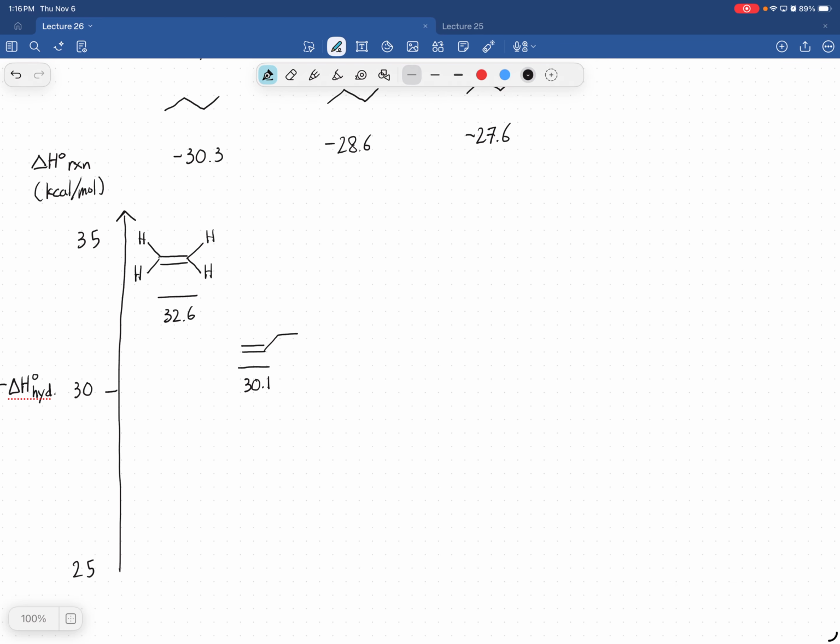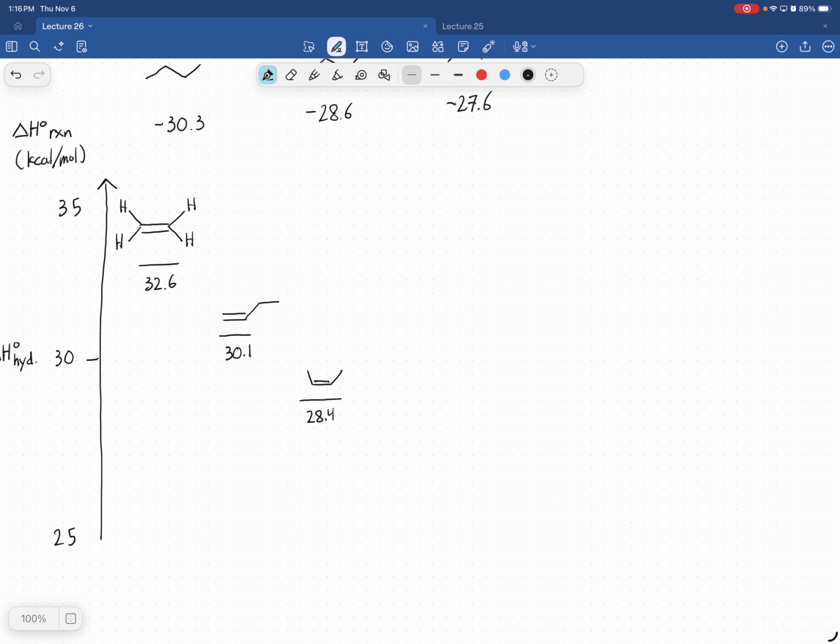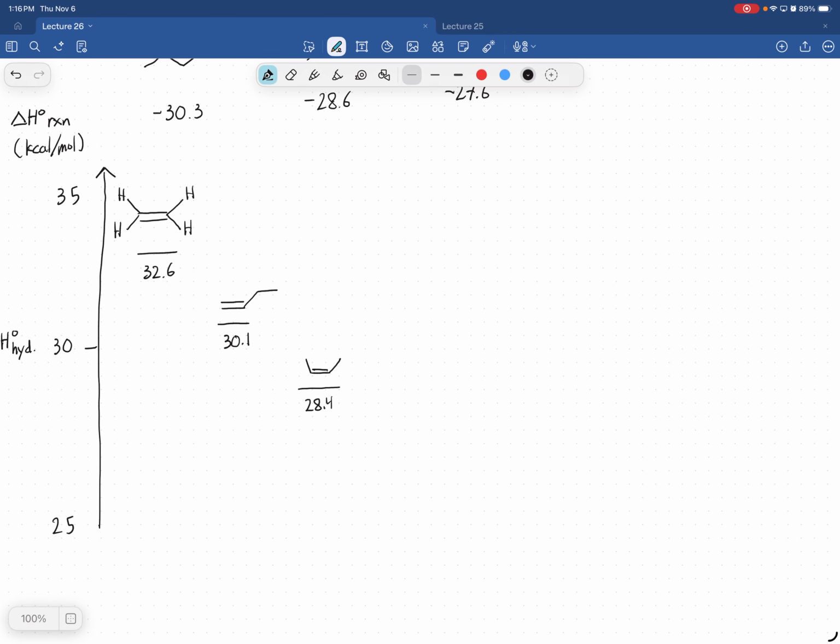Okay, then we have the cis alkene. All right, 28.4. Sorry, some of these values are just slightly different. I think because I referenced multiple sources. That's why they're a little bit different. But they're still pretty close, so not a big deal.